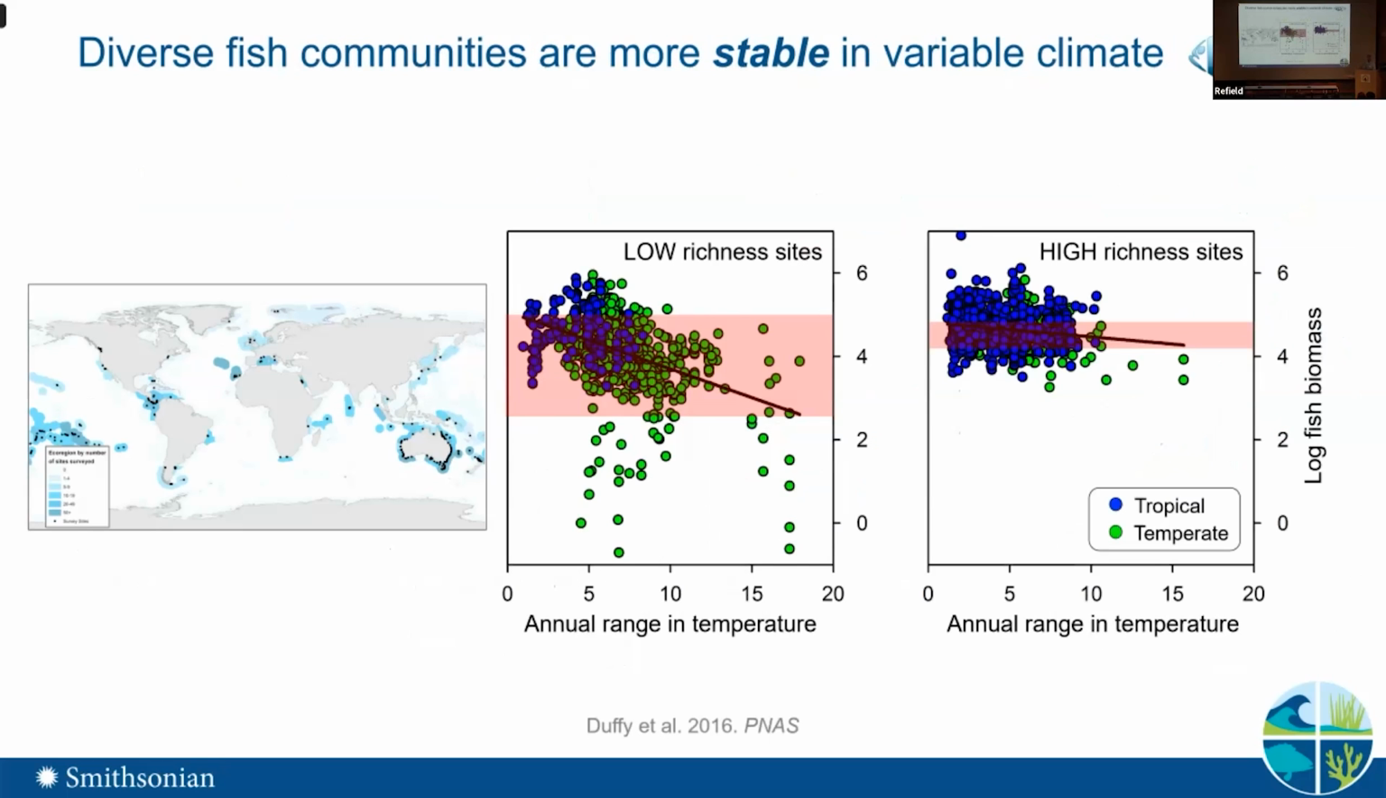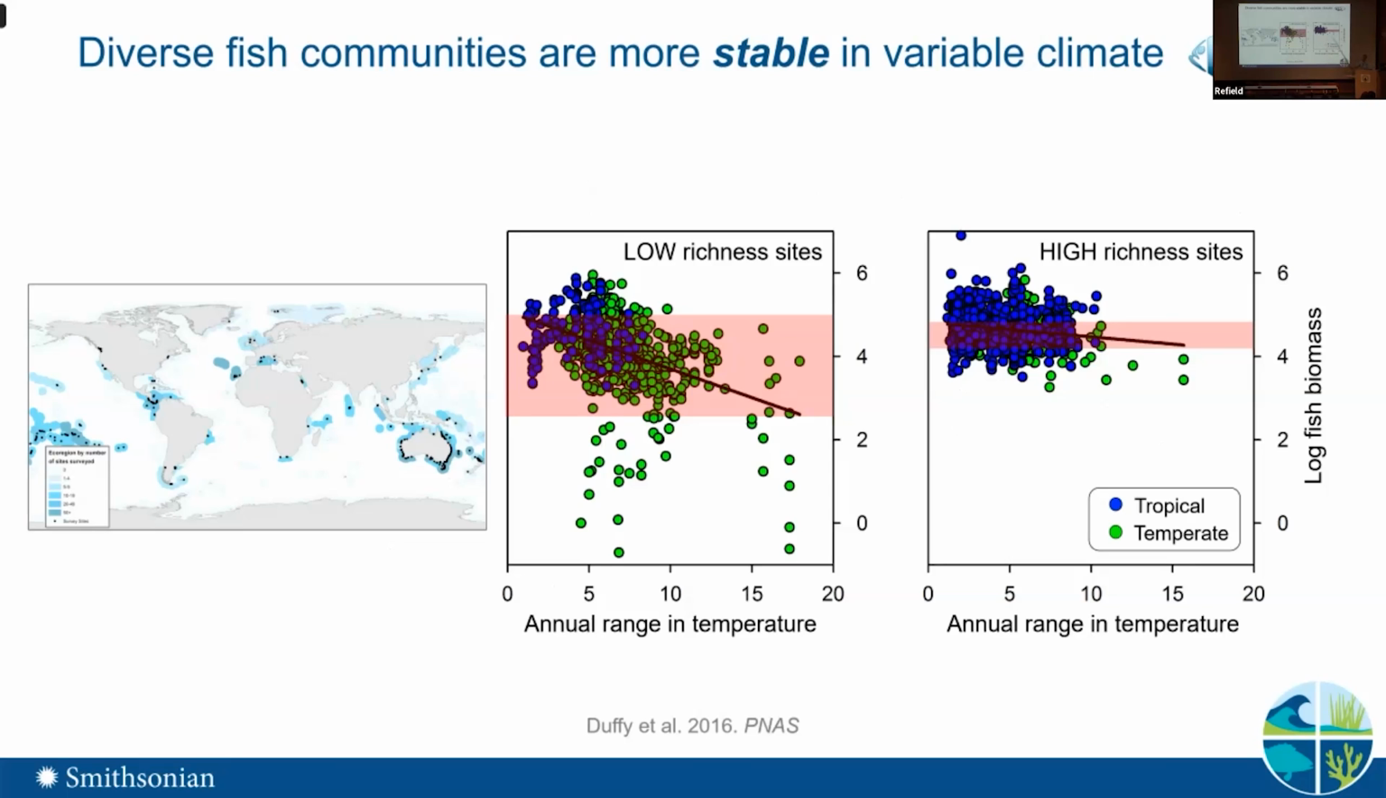What about marine systems? So let's go back to the global fish survey data that I talked about a moment ago. We do not have a time series for these data. So basically what we did was to divide those survey data into sites that had high richness versus low richness of fishes, and then compared how fish biomass looked across a gradient of annual temperature variation. So in sites that were highly variable versus sites that were relatively stable.